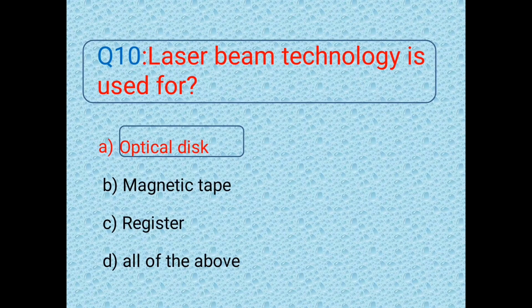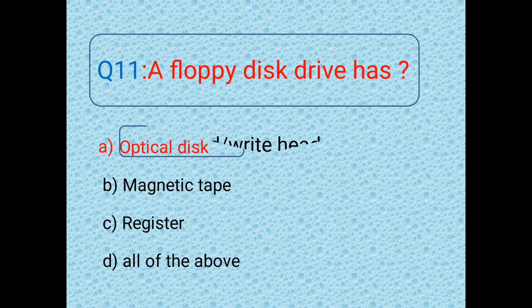Question number 10. Laser beam technology is used for... What is a laser? Light amplification by stimulated emission of radiation. So where is the technology used? A, optical disc, B, magnetic tape, C, resistor, D, all of the above. So the correct option is A, optical disc. Laser beam technology is used in the optical disc.